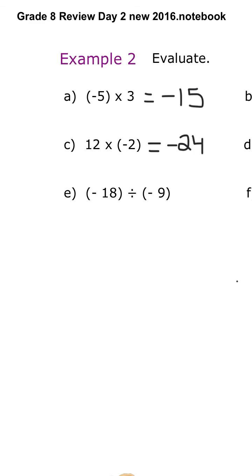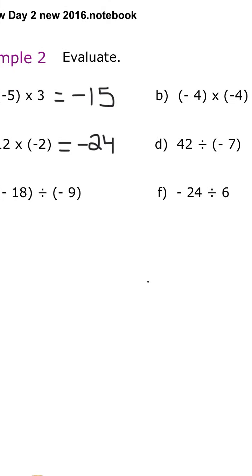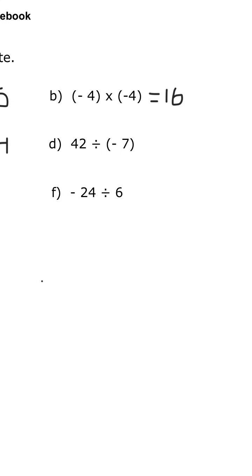What I would say here is I would pause the video if you want to try the next couple by yourself. And then once you've done the next couple of questions, start the video up again, because I'm going to put down the answers now to see if you've got those correct for yourself. 42 divided by -7. The rules still apply when we're dividing, so a positive divided by a negative gives us a negative answer of -6.